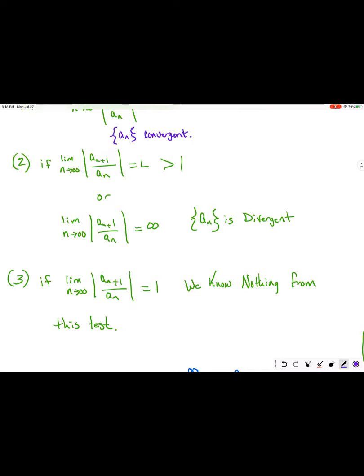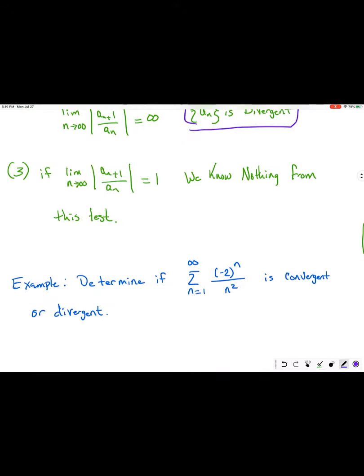If we find that the limit as n approaches infinity of a sub n plus 1 divided by a sub n, after we take the absolute value, is equal to L and L is bigger than 1, or that limit is equal to infinity, then the series is divergent. And finally, in the third case, if we find that the limit is equal to 1, we know nothing from this test. And to be honest with you, it can be kind of frustrating because we do all this work, it's equal to 1, and we don't know anything, we have to do something else.